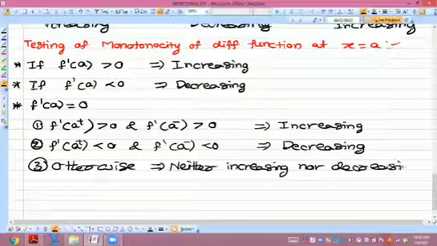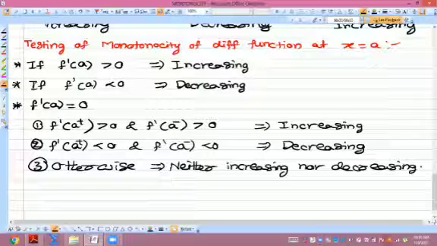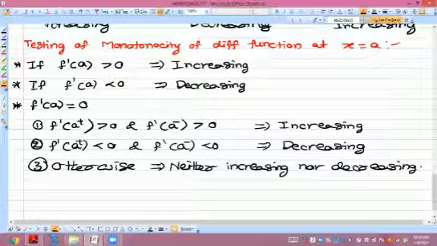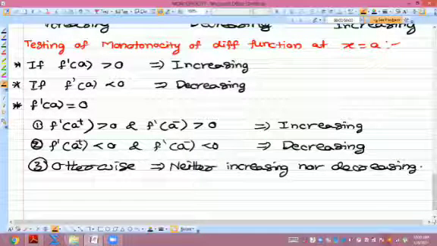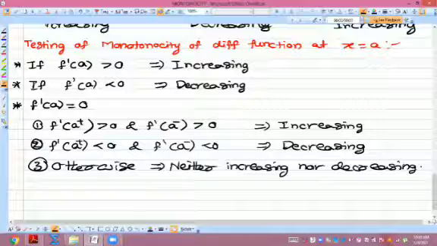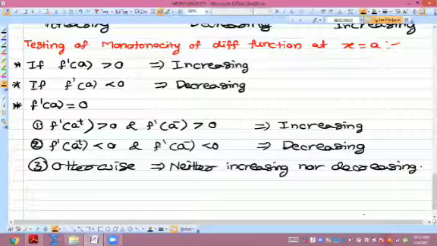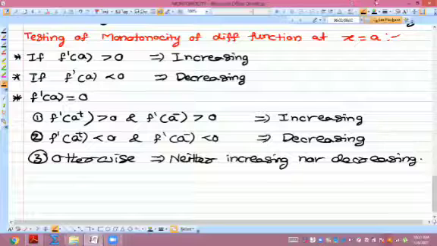Sir, so signum x will be non-monotonic. Signum x at 0, actually at 0 it is a constant function only. You can't say it is increasing or decreasing, it's a constant function. So write down this. We will do one problem on this, then you can understand.